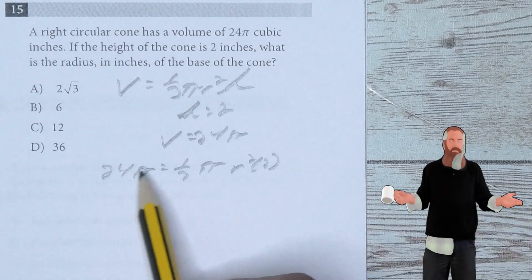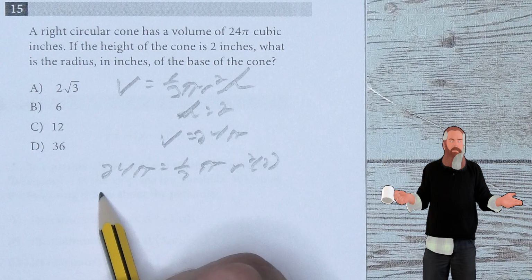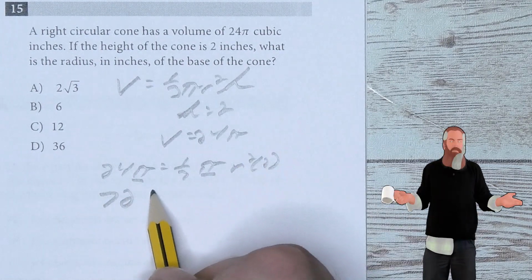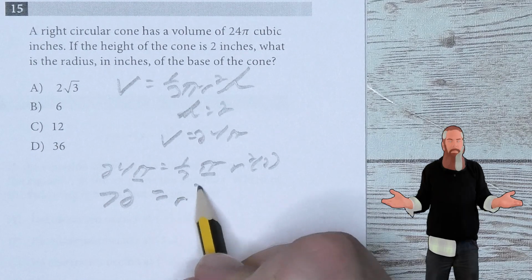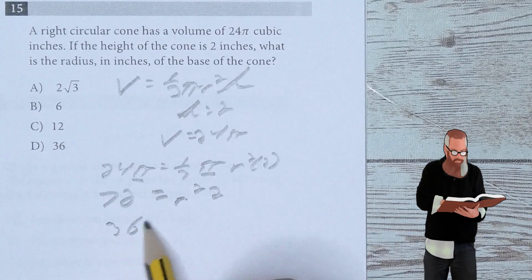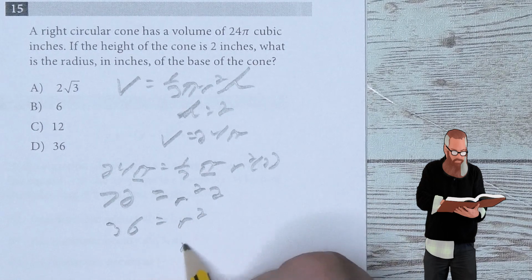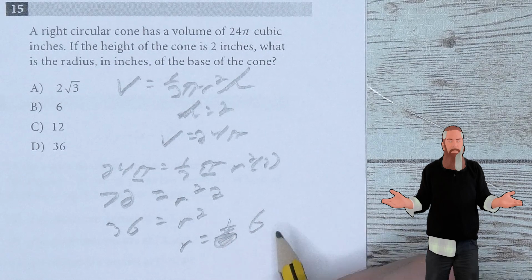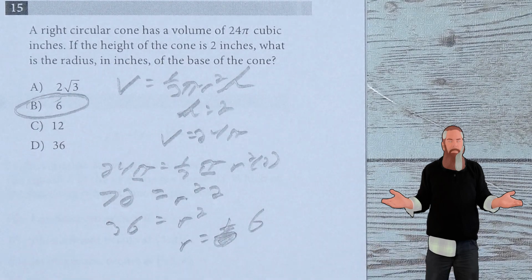So if I multiply both sides by 3, this is going to become 72. And divide both sides by pi so that that is gone. This is going to leave me with r squared times 2. So we divide by 2 to get 36 is equal to r squared, or r is equal to plus or minus 6. Now there can't be a minus 6, so the radius is 6, B.